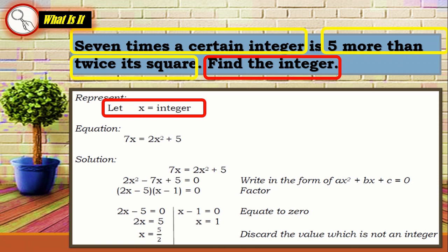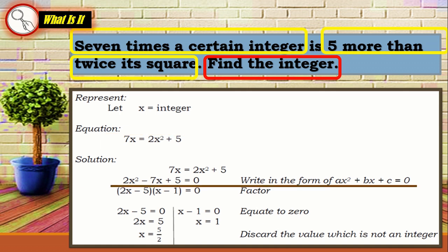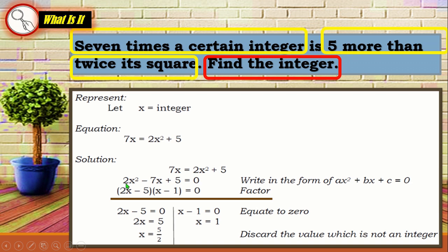Solving that equation, first by writing it in the standard form, we have 2x squared minus 7x plus 5 is equal to 0. Factoring out, 2x squared are 2x and x, 5 are negative 5 and negative 1, because when we do negative 5 times x is negative 5x, 2x times negative 1 is negative 2x, it will give us negative 7x. Okay, now we equate our factors to 0.